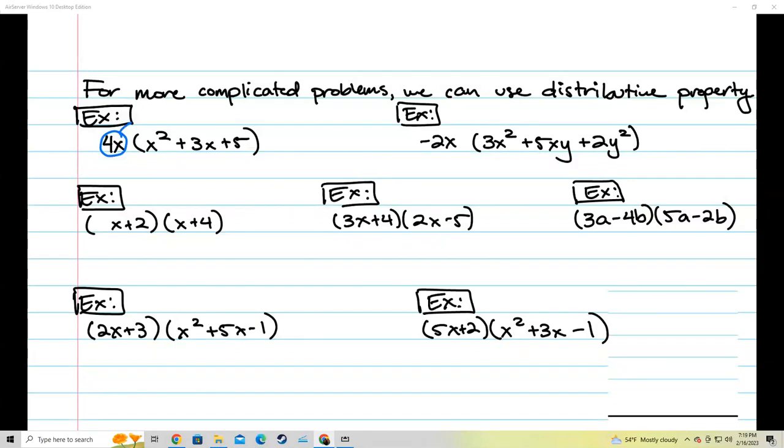Now, I'm going to have 4x times x squared. Remember, I am multiplying here, so therefore that x has an imaginary 1 on it. And so I'm going to add the exponents, and you're going to end up with 4x cubed.